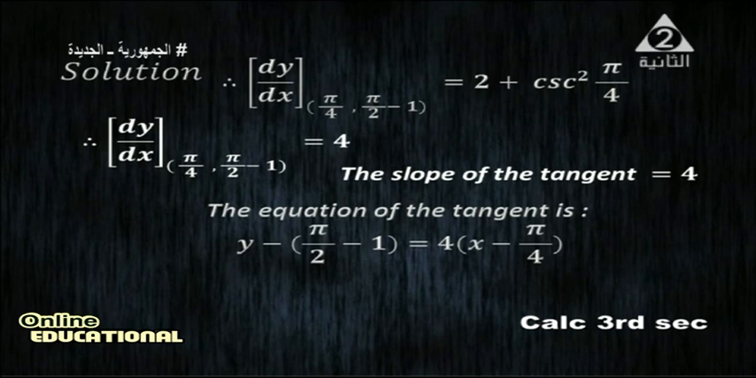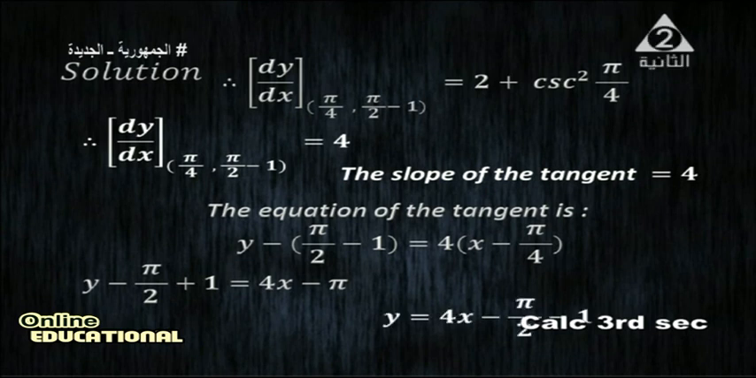y minus y1 equals m times x minus x1. y minus, between two brackets, the y coordinate of the point, which is pi over 2 minus 1, equals 4 multiplied by x minus pi over 4. Now, y minus pi over 2 plus 1 equals 4x minus 4 times pi over 4, which equals pi. Then y equals 4x minus pi over 2 minus 1, which is the equation of the tangent at the point (pi over 4, pi over 2 minus 1).